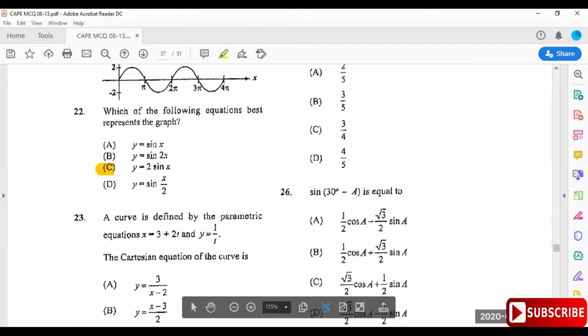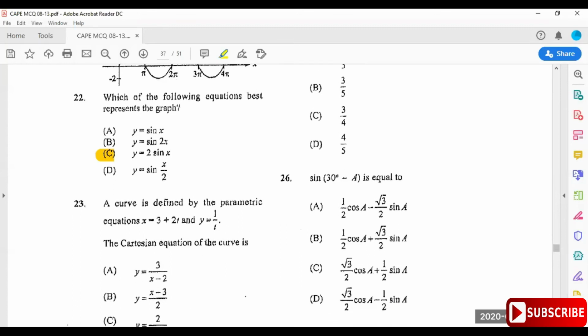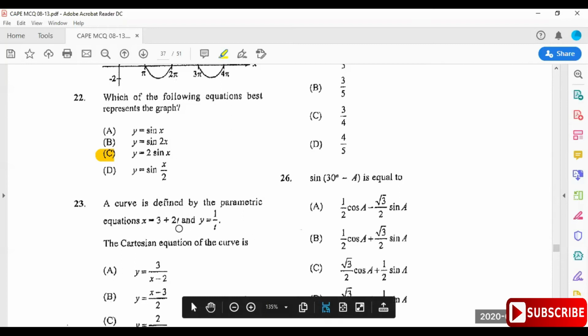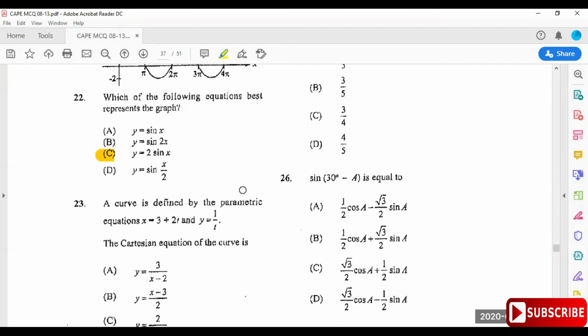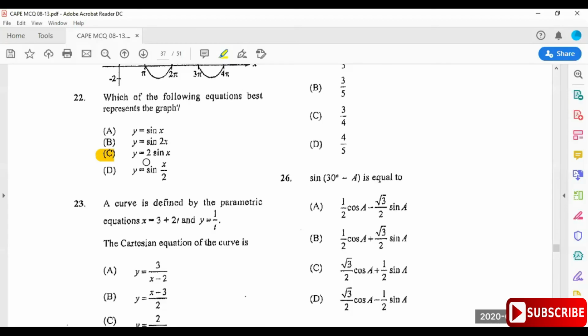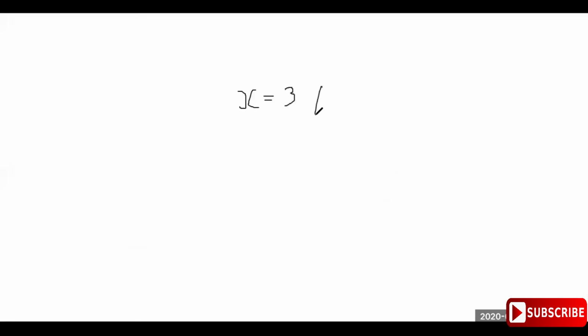So question 23 now: you have a parametric equation and you want to find the Cartesian equation. To go from parametric to Cartesian, we need to use one of the equations and find the parameter. So let's use the parameter t from the first. So t would equal x minus 3 over 2, because x is 3 plus 2t.